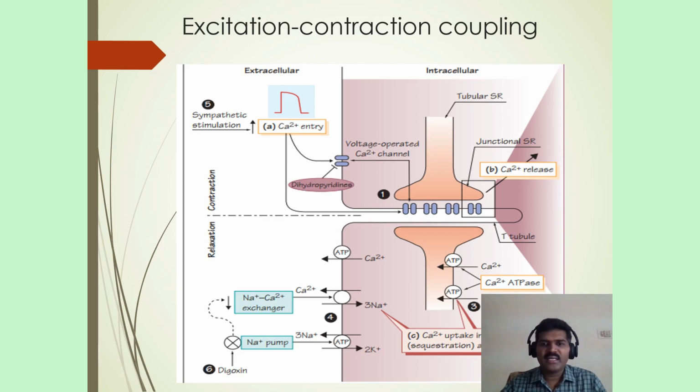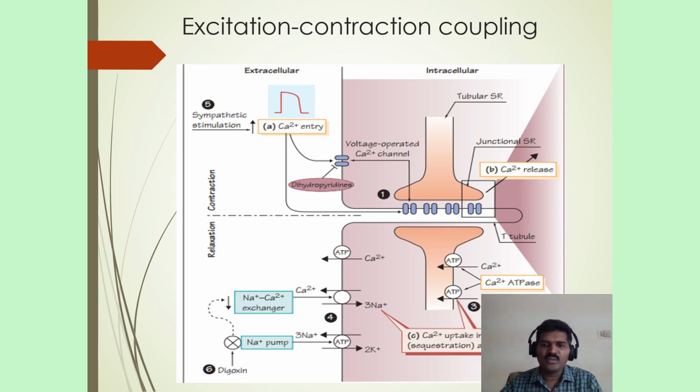How is excitation contraction coupled? This picture depicts the excitation contraction coupling. There is sympathetic stimulation, increased calcium entry into the cells through the calcium dihydropyridine receptors. This is the voltage operated calcium channel that reaches the tubular SR. From tubular SR, there is increased calcium release. This is called calcium induced calcium release. So when calcium is released inside the cells, there is an action potential spike.